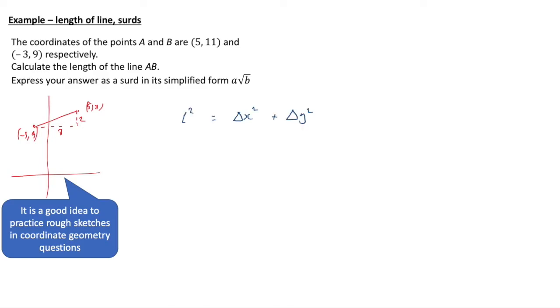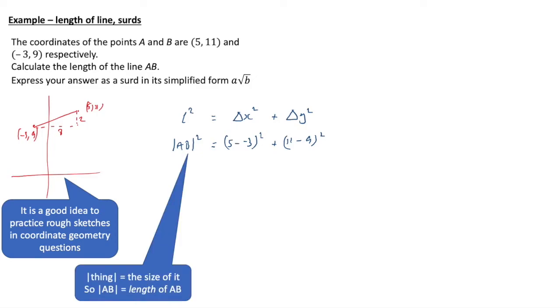So the length squared is going to be the change in x squared plus the change in y squared, and that means that the length of AB squared, and notice that those two lines either side of a thing tell us that we're looking at the size of it. So when we put those lines, they're called modulus lines, when we put them around AB, we're talking about the length of AB. So the length of AB squared is going to be the difference between the x coordinates, so that's 5 take away -3 squared, plus the difference between the y coordinates, so that's 11 minus 9 squared.